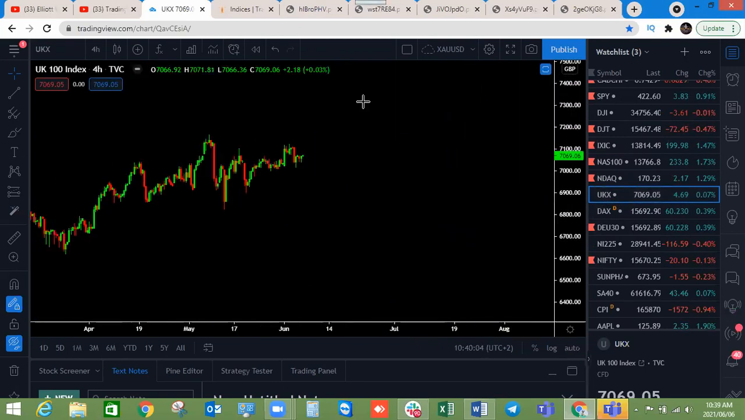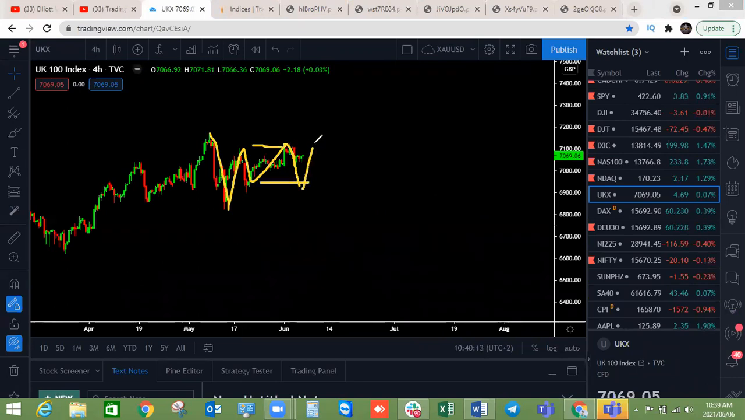And the UK 100. We've got a move down here. We've got 3 waves to the upside, just like the S&P 500 and the Dow. We'll be looking for this one to do that, possibly up, down, and then upside. Okay, so that's how we're looking at the UK 100 and the rest of the pairs here.